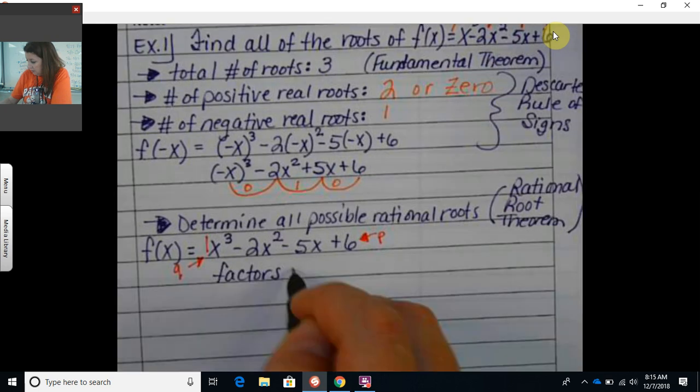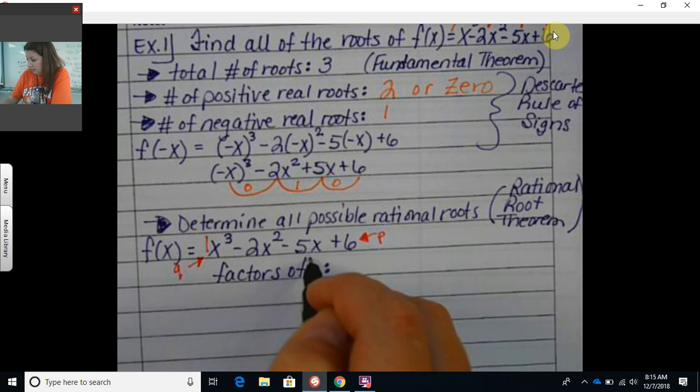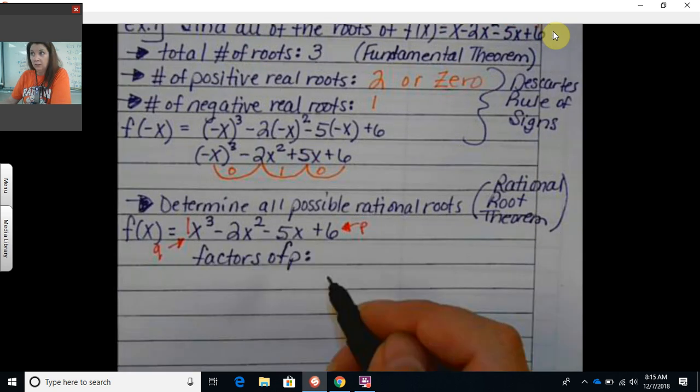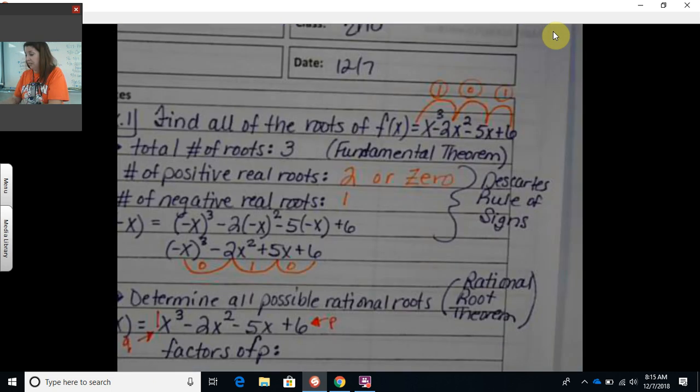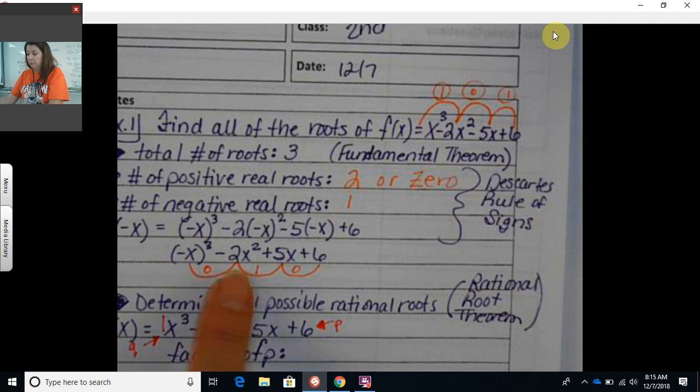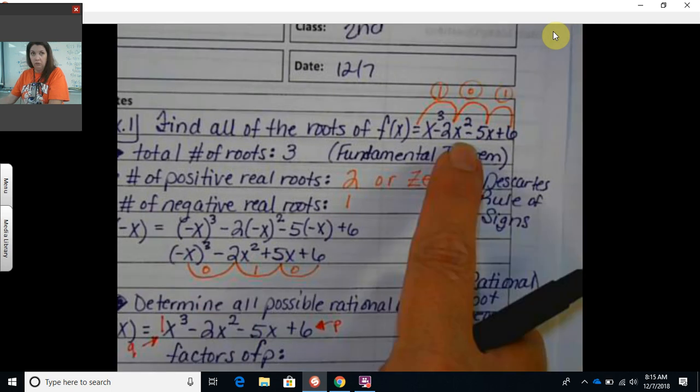All right, so factors of P. I like to list them least to greatest. Make sure you look at your original. A lot of people were making the mistake of looking at down here once we substituted in the negative x. Make sure you look at the original, okay, because that's an easy mistake to make.